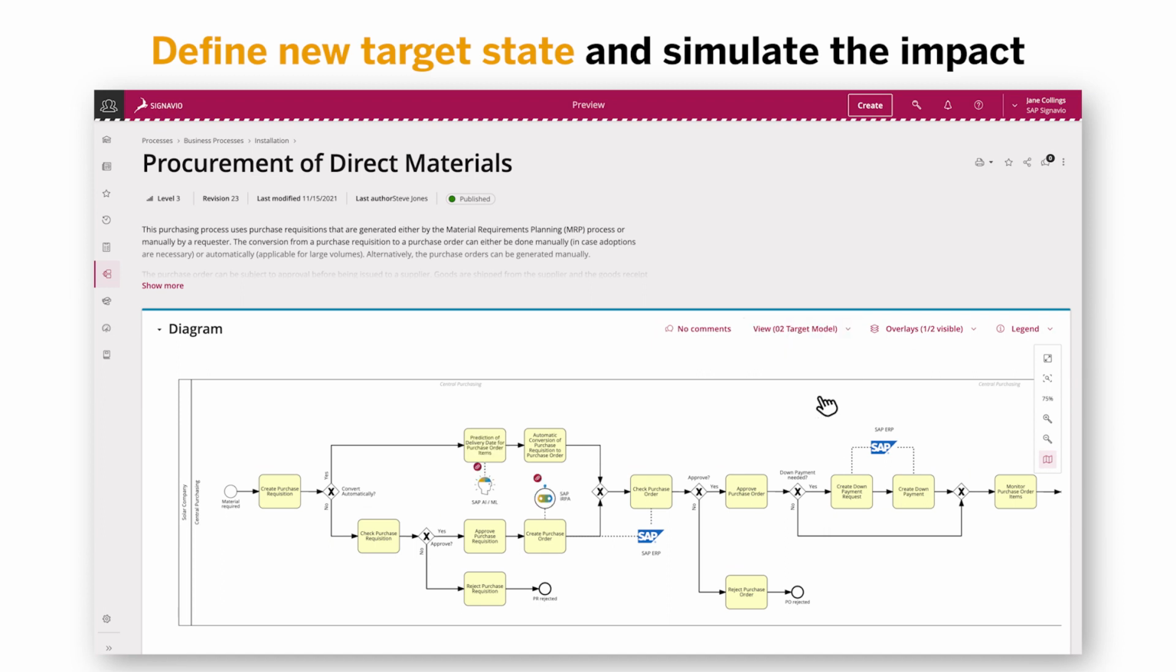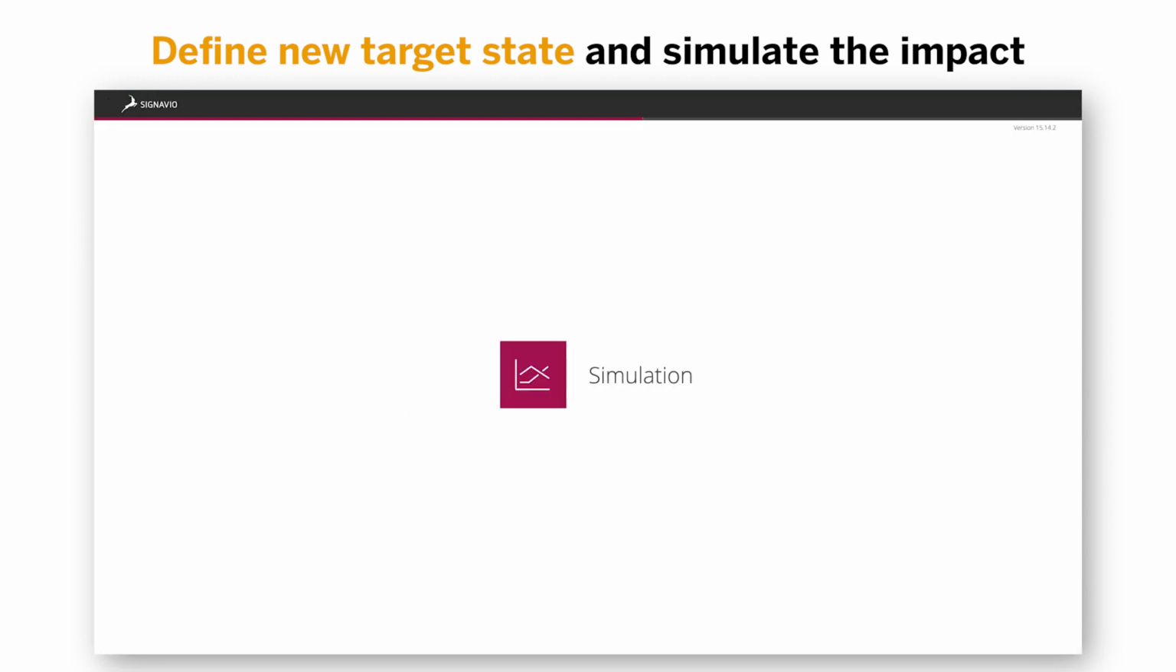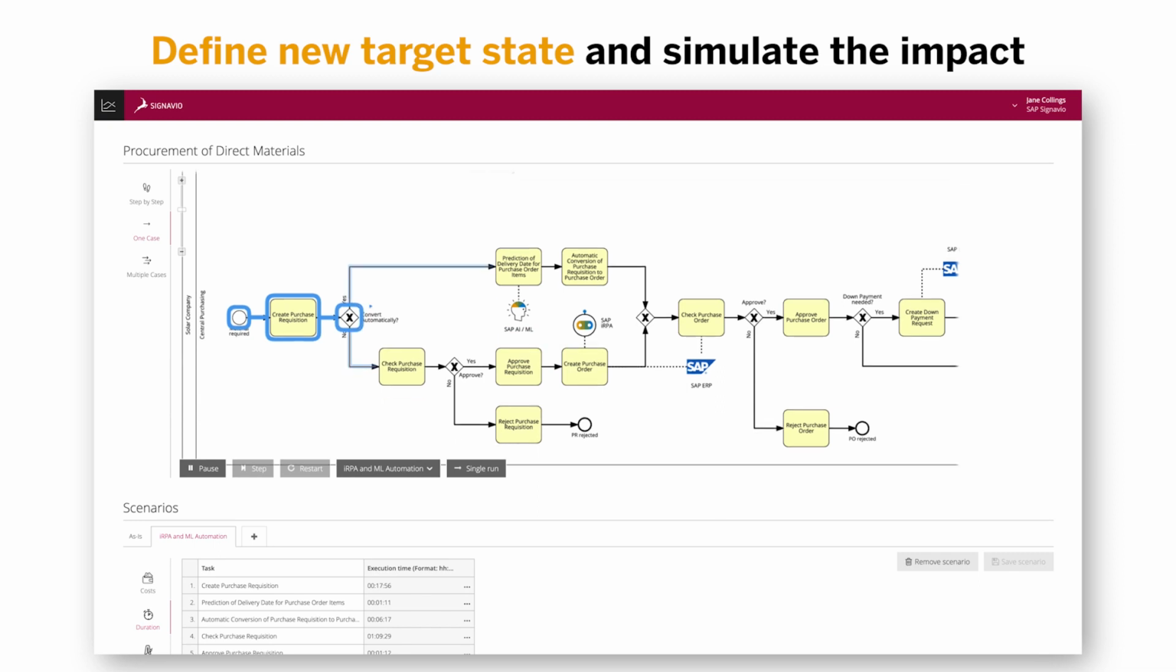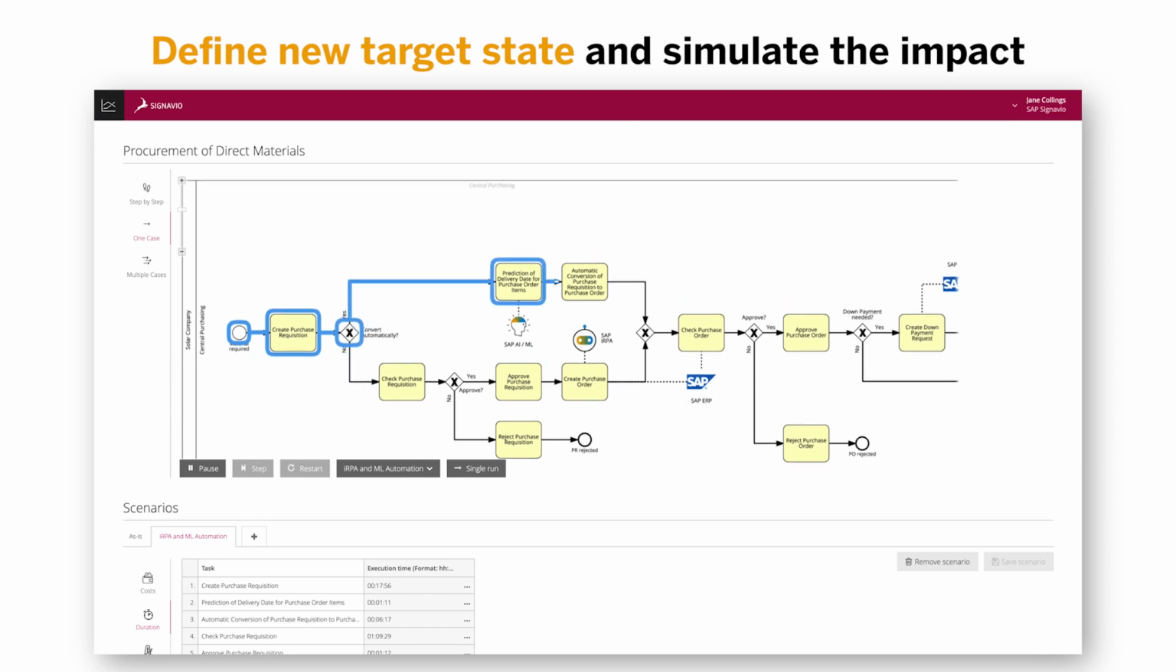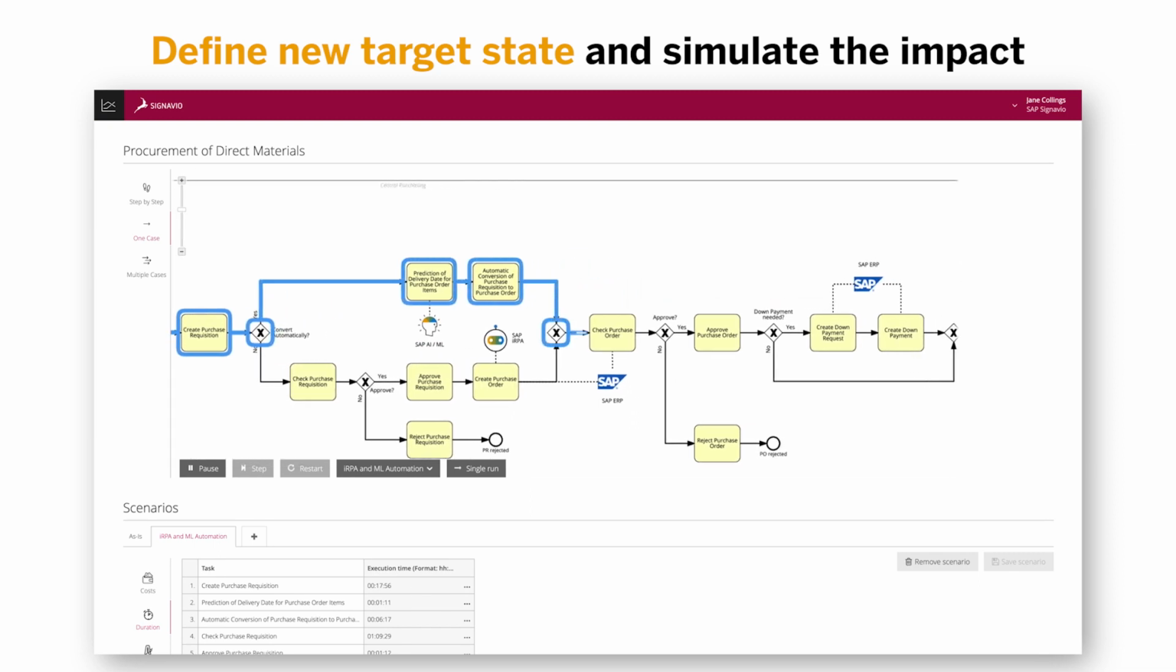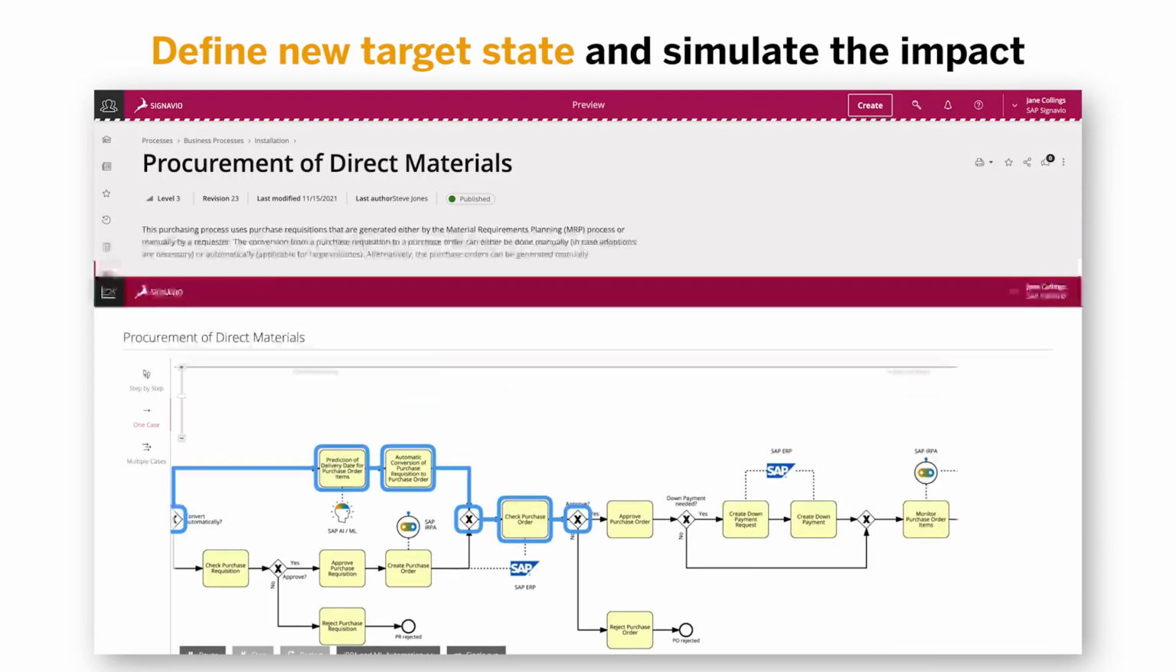Here we have the new target model that introduces artificial intelligence and machine learning to predict the delivery dates, and IRPA bots to automate the creation of the purchase orders to drastically reduce the cycle time. Then using the SAP Signavio simulation capabilities, you can simulate and verify the potential improvements. Once the new process and automation has been implemented, you can monitor the performance over time.